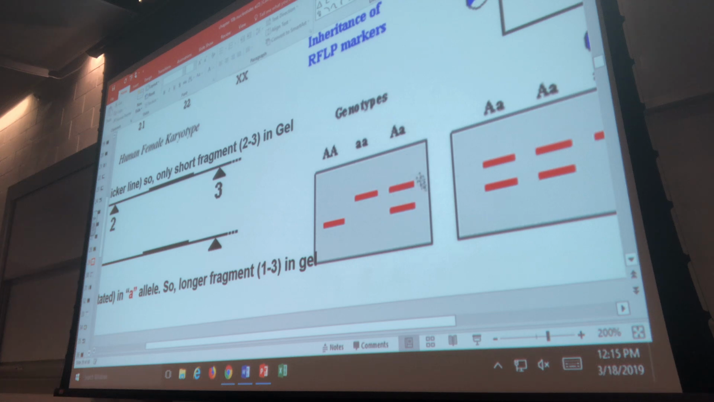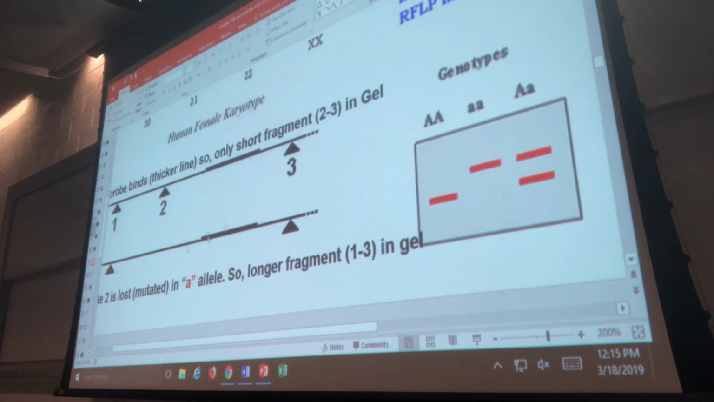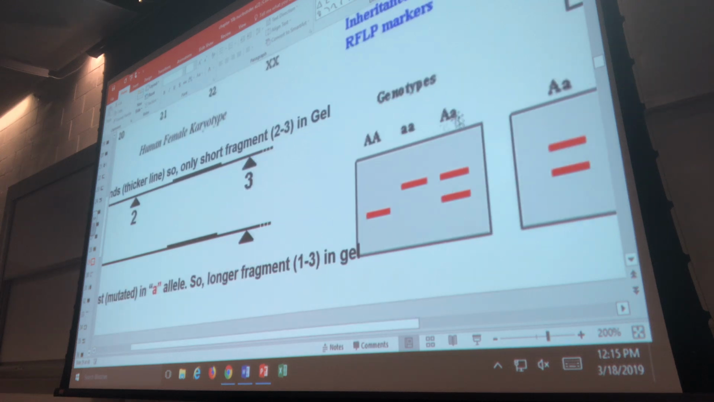Therefore, this top line right here must represent the really long fragment that was made. And the bottom line must represent the medium length fragment that was made, okay? So notice that if a person is heterozygous, they will have both versions of the gene, the one making the long fragment and the one making the intermediate fragment. That's why there are 2 bands here.